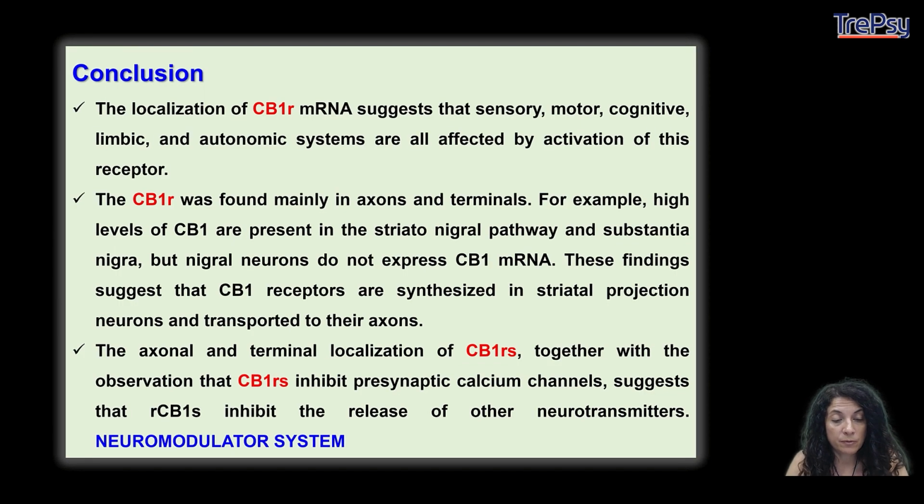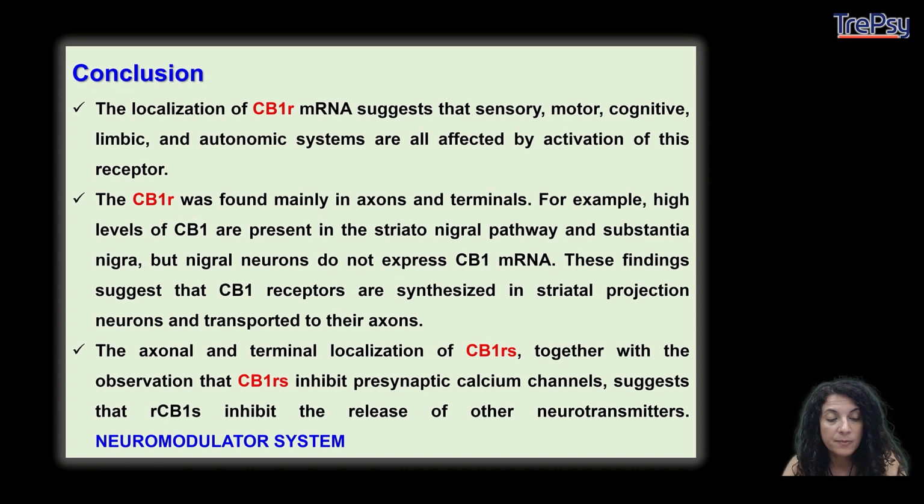In conclusion, the localization of CB1 receptor mRNA suggests that sensory, motor, cognitive, limbic, and autonomic systems are all affected by activation of this receptor. Because remember that we found this receptor in globus pallidus, substantia nigra, hypothalamus, prefrontal cortex. So the CB1 receptor was found mainly in axon and terminals.